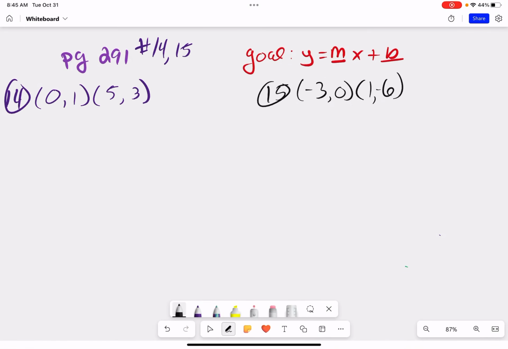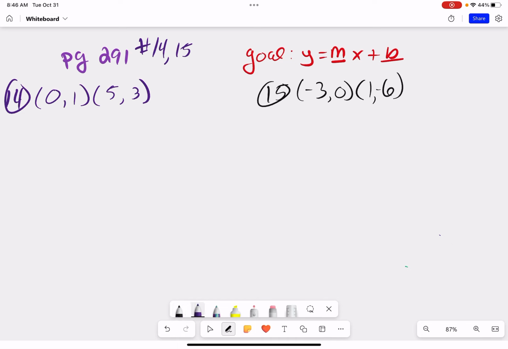All right, so for this video here, we're going to go ahead and do page 291, numbers 14 through 15. Now, these problems are a little bit more difficult than the previous ones. Those were level 1. I'm going to consider this level 2 and 3. Same idea though, guys. The steps do not change.